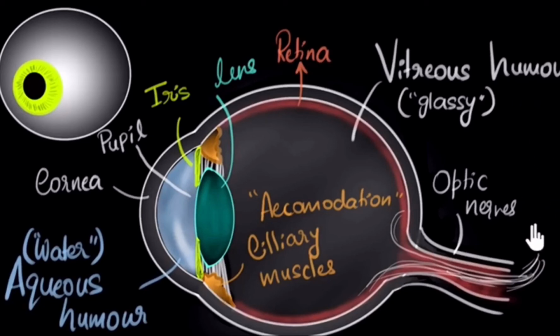The jelly-like substance, the vitreous humor, maintains the shape of our eyeball. The iris regulates the size of the pupil, which in turn regulates the amount of light that enters our eyes. And finally, the ciliary muscles regulate the optical power of our eyes depending upon the viewing distance.